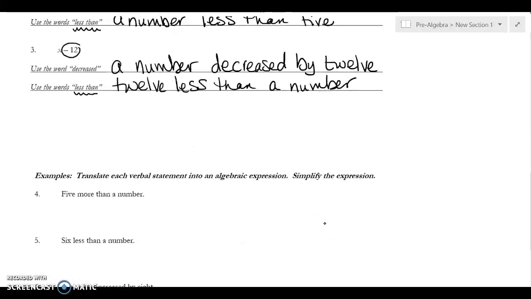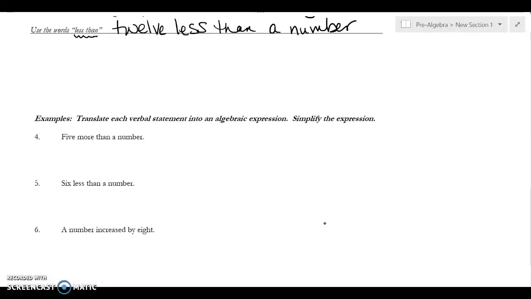Okay, let's go to the last type of questions, and this is when we're writing the expression. This says 5 more than a number n. And that's it. 6 less than, less than, that's that backwards one, so I'm going to do 6 less than a number, n. And then the last one, a number increased. Increase means plus 8. That's it.